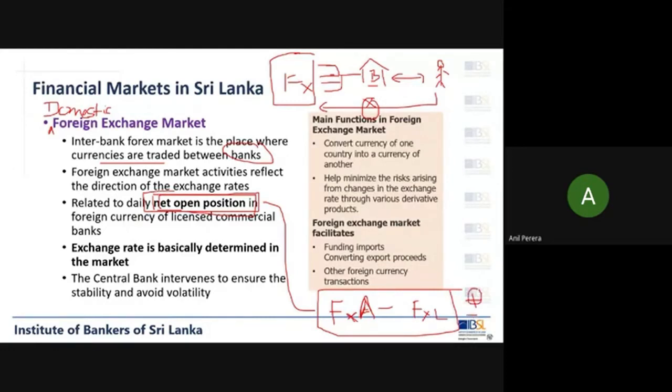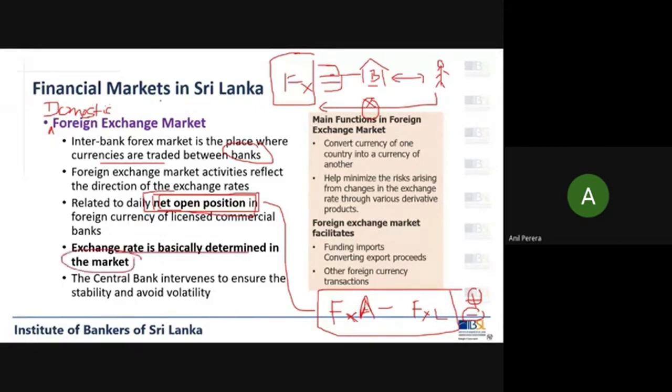When the net open position is positive, the banks are not facing much pressure in terms of the exchange, because that indicates assets are higher. When there's a negative net open position, that indicates you are short of foreign exchange. Then there could be some pressure on the exchange rate to depreciate, right? So the daily net open position of each bank is a very important factor in determining the foreign exchange rate. That indicates whether you have surplus currency or a shortage of currency. So we already mentioned it is determined in the exchange rate.